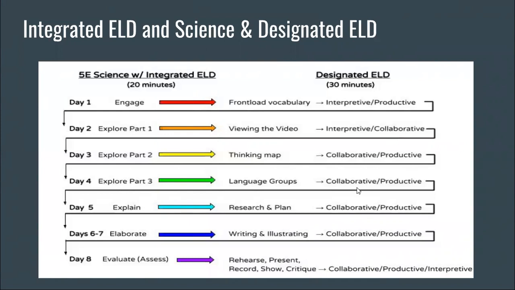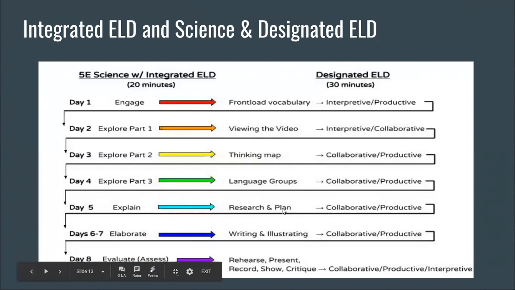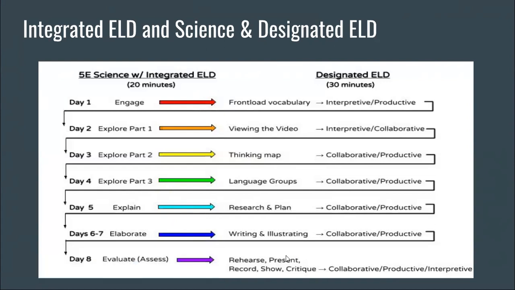So their process during 8 days is she front loads vocabulary, they show the video, they do a thinking map, and the thinking map is related to a language function. Then they practice in language groups, which are similar language. So all her twos would be together and work on one particular function or grammatical form, all her threes and so on. And then they get into heterogeneous groups where they research and plan, and then collaboratively write and illustrate, and finally rehearse, present, record, and then they critique it as well.